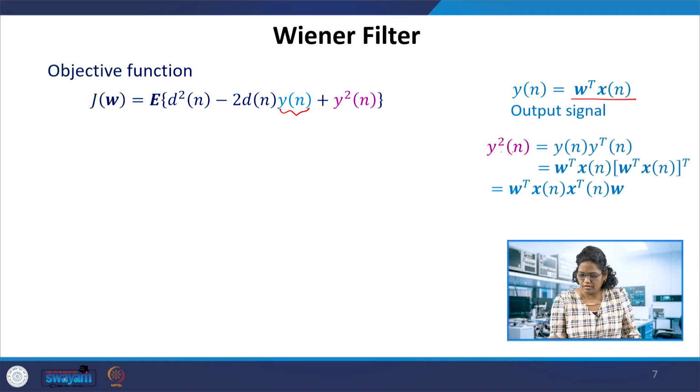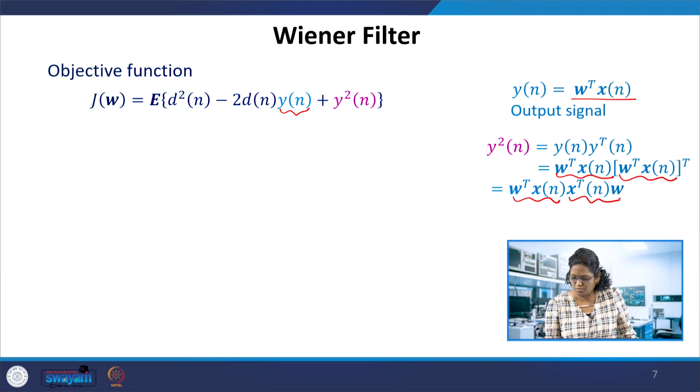So the y of n can be written, because this is a vector, as y of n times y of n transpose. If we have W transpose x of n and take its transpose, what we get is (AB) transpose equals B transpose A transpose. In the same way, W transpose x of n becomes x transpose W. So we get y square n.